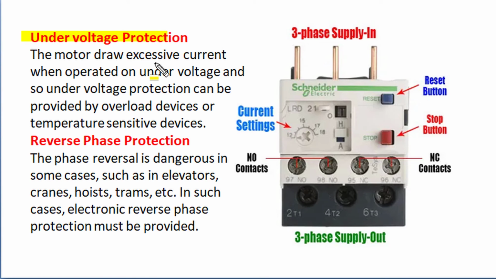For protection against undervoltage operation of a three-phase motor, a simple thermal bimetallic strip overcurrent relay can be used, as the motor draws excessive current when operated under undervoltage conditions, and the overload device acts and provides protection for such motors during undervoltage operation.